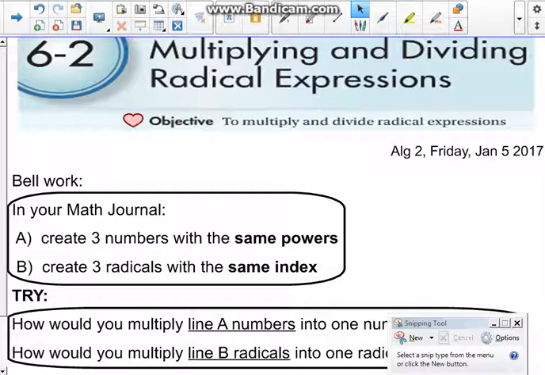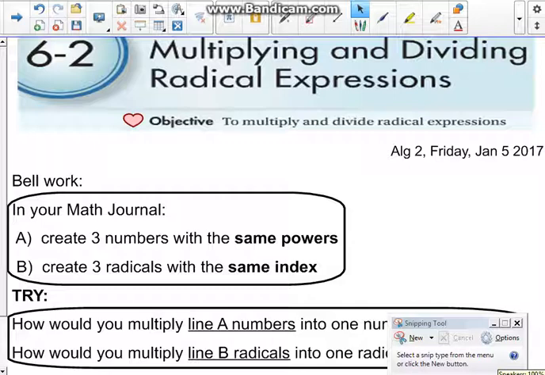Next, skip a few lines to leave some space for you to work in. And then in the second line, line B, create 3 radicals with the same index. After you create these, leave some space.